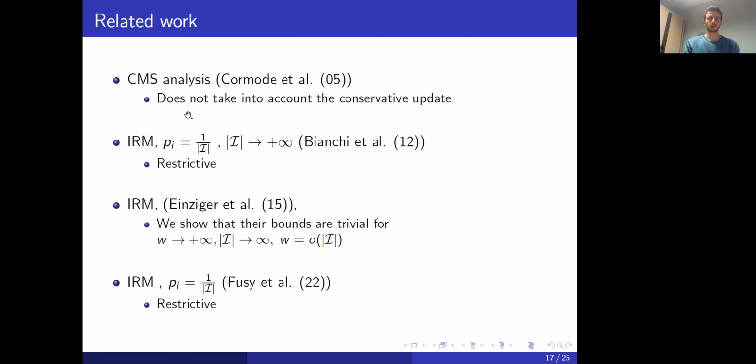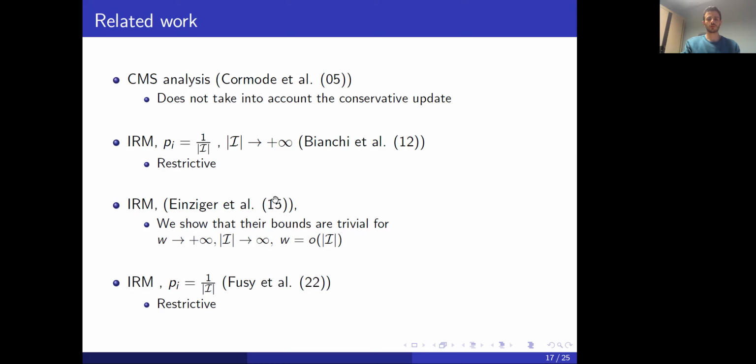Looking at the literature, what can we use to understand this trade-off between the memory used by the algorithm and the error? We can use the CMS analysis done in 2005. The problem with it is that it does not take into account the conservative updates. There is a work in 2012 that analyzes under a specific uniform distribution, as the catalog size goes to infinity. But then again, this one is restrictive.